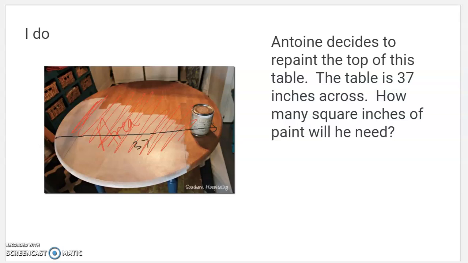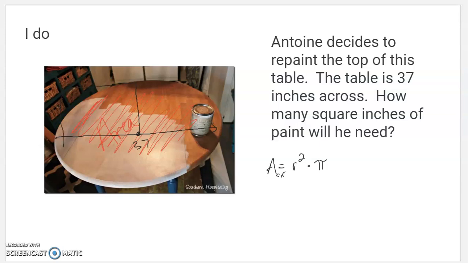How many square inches of paint will he need? So let's go back and now just use that formula. The area of a circle is its radius squared times pi. So first thing I need to do is find the radius. It is not given to me. You'll notice I have the diameter. I just need the radius to make those squares, so I don't have it.